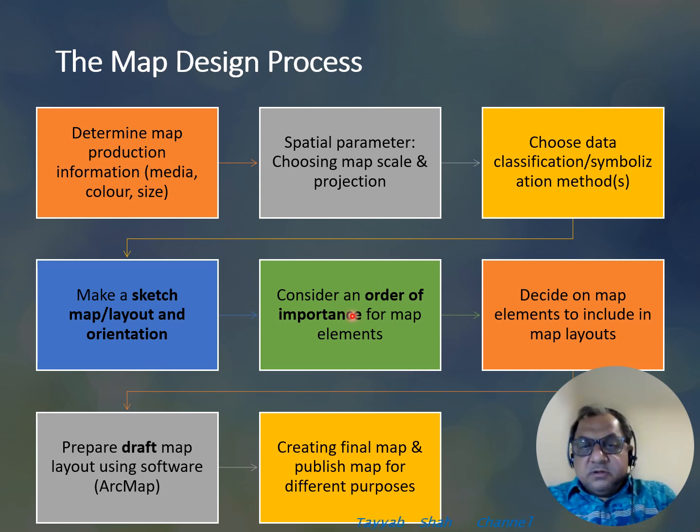And we also need to consider the order of the different map elements, how we want to show that information on the map, and what sequence is important. And we need to also decide the additional information we are going to show in the form of maps, charts, tables, or some graphics or pictures. If you want to include them in the layout, we need to decide about those so we can arrange things accordingly.